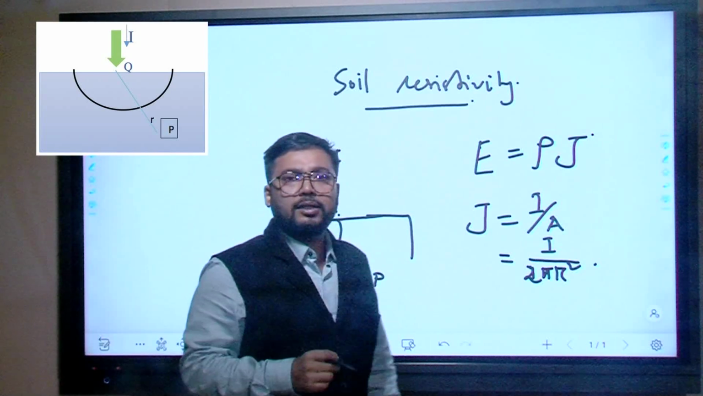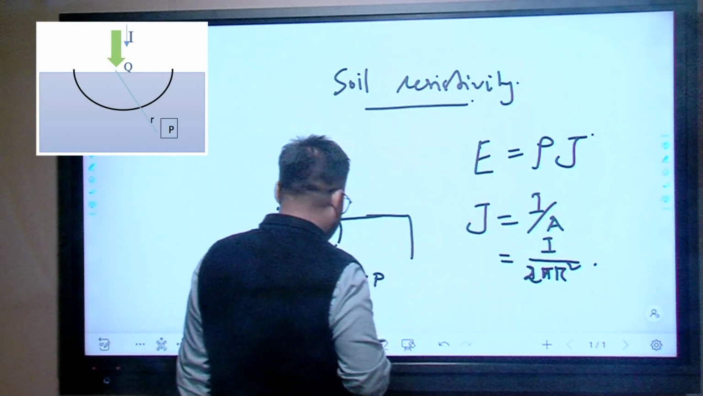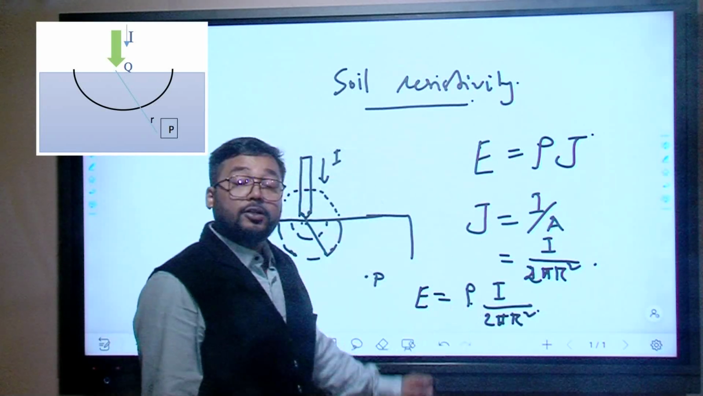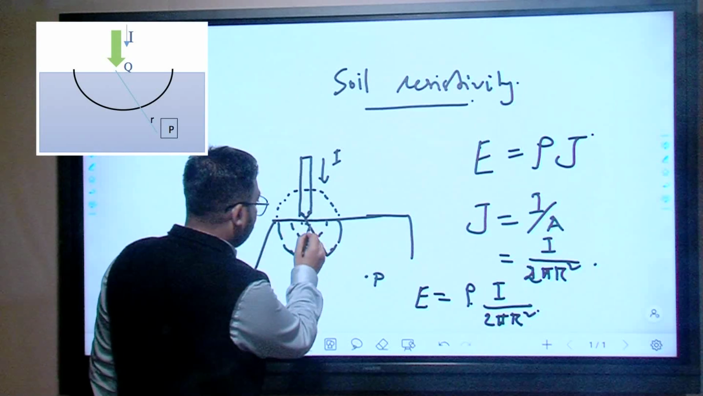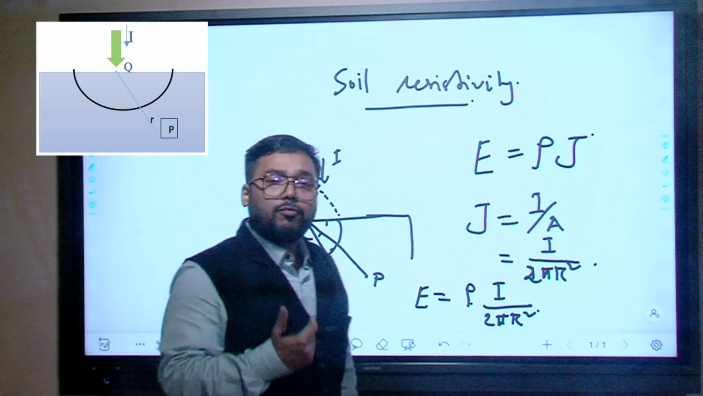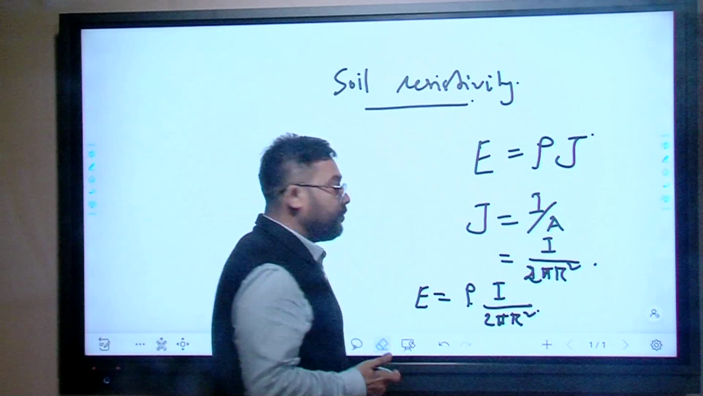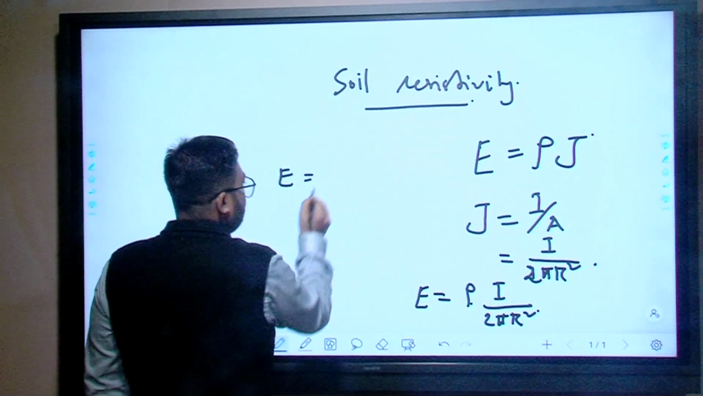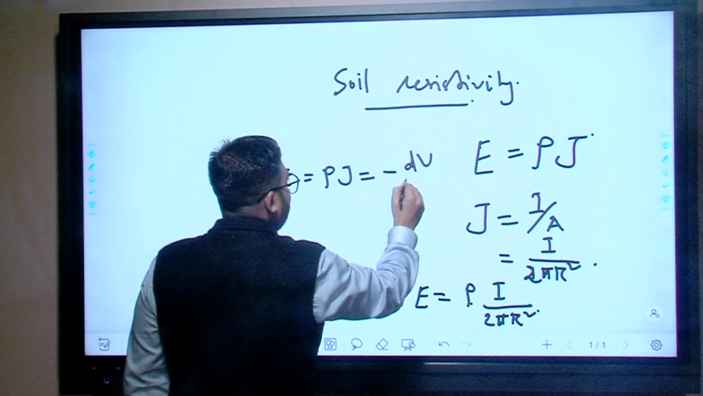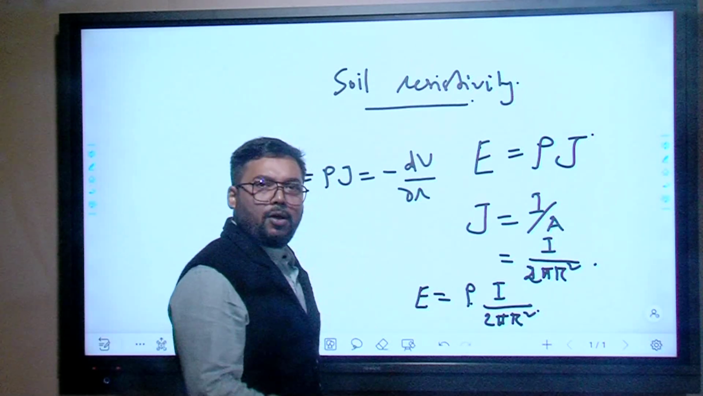Anyway, in this case, the electric field is given by, so I'll put this value of J in this equation. This is the electric field at some point P, where R is my position vector. Now, what is the relation of electric field with potential at that particular point? We know the formula: E is equal to rho J, which is equal to minus del V by del R.